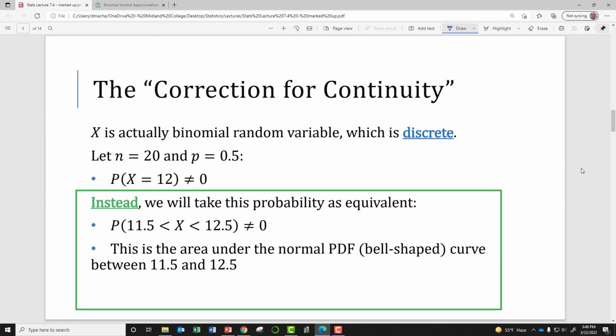So this is what we call the correction for continuity. What we're saying is instead, we're going to take this probability as the equivalent of the probability that x lies somewhere between 11.5 and 12.5. And because that has some area, of course, it's not equal to 0. And this sort of solves the problem that we had. So this is going to be the area under the normal PDF bell-shaped curve between 11.5 and 12.5. Excellent.